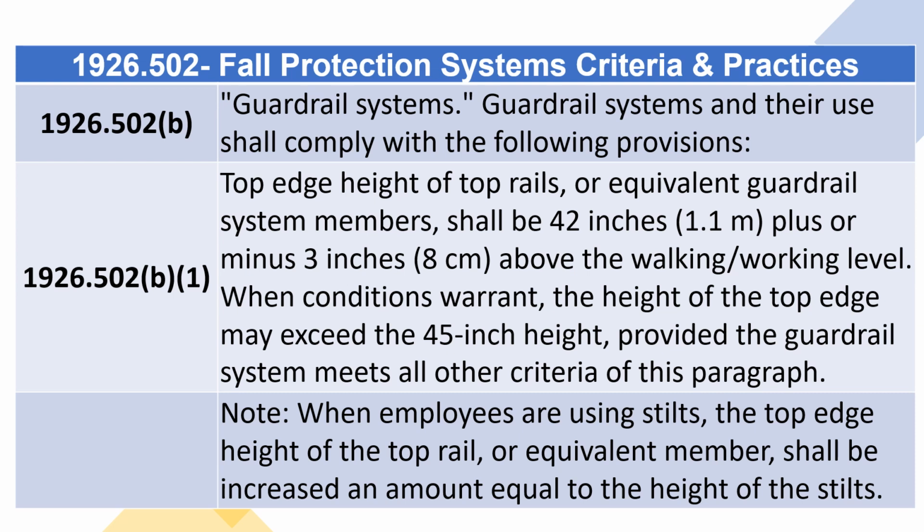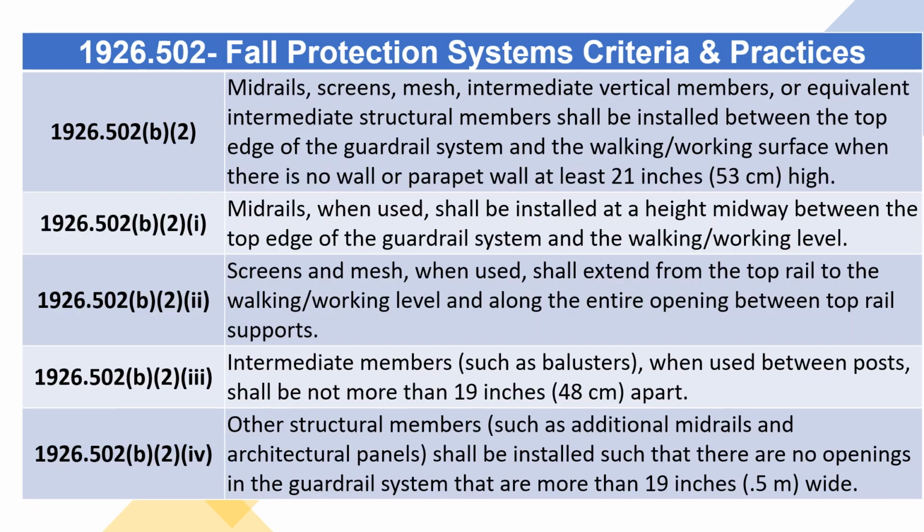Note: when employees are using stilts, the top edge height of the top rail, or equivalent member, shall be increased in an amount equal to the height of the stilts. 1926.502(b)(2). Mid-rails, screens, mesh, intermediate vertical members, or equivalent intermediate structural members shall be installed between the top edge of the guardrail system and the walking/working surface when there is no wall or parapet wall at least 21 inches, 53 centimeters high.